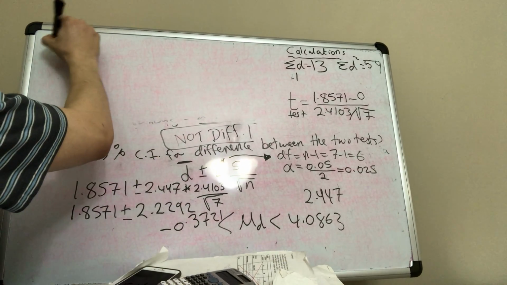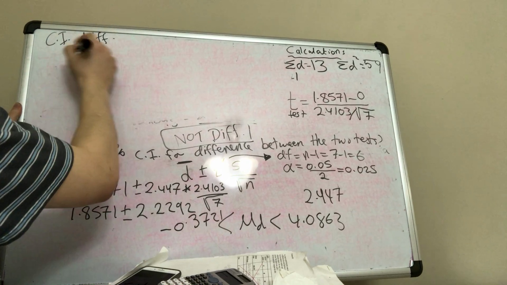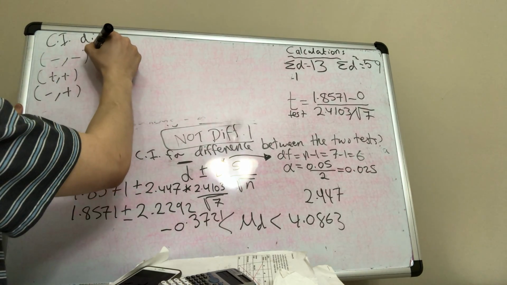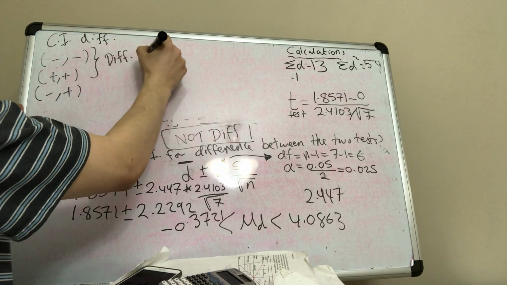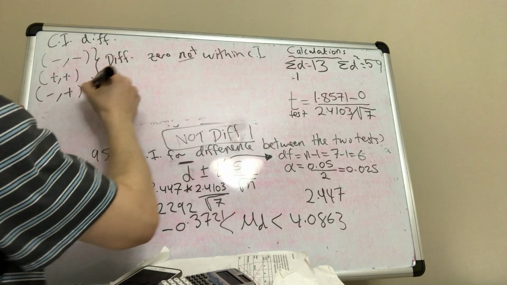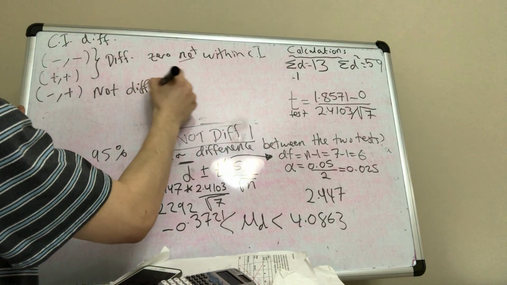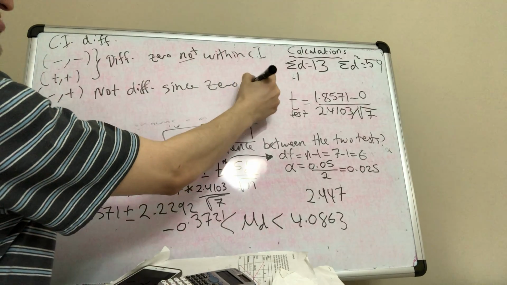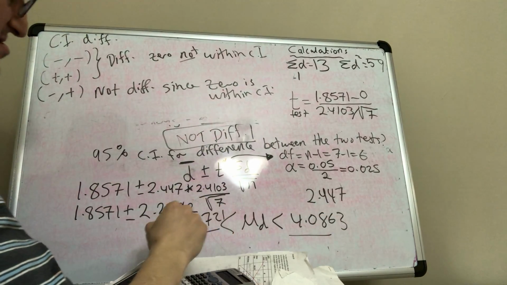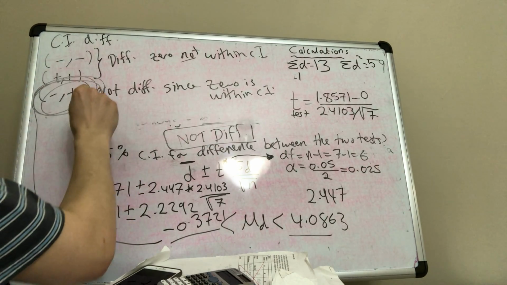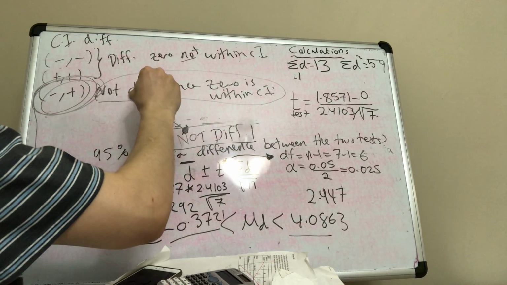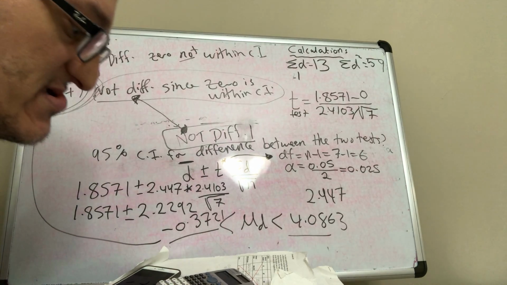Remember when I told you, anytime you do a confidence interval for a difference, it could be negative, negative, positive, positive, or negative, positive. For the first two, you say they're different, 0 not within. And for this one you say they're not different, since 0 is within the confidence interval. So now look at it. Negative, positive. Use this case. They're not different since 0 is within. So same conclusion we got when we did it as hypothesis testing.